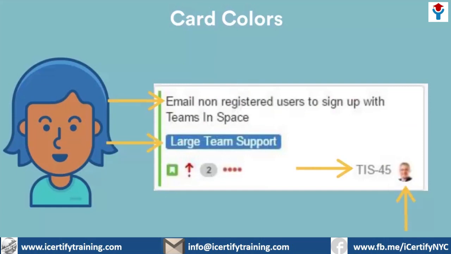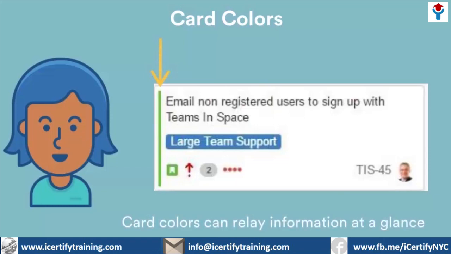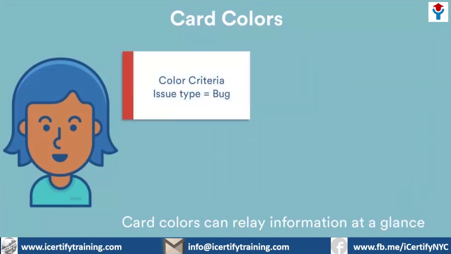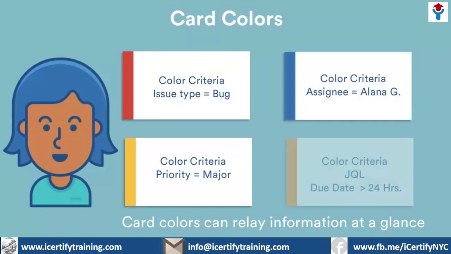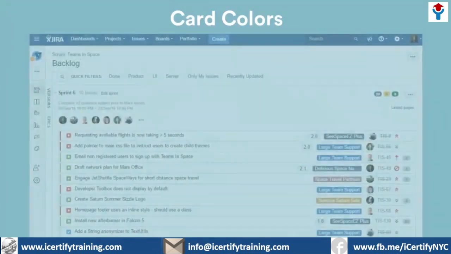You can customize cards to display up to 3 additional fields. What we're talking about is adding a color band to the card that's based on a characteristic of the issue. So what characteristics can you distinguish with color? The short list is issue type, priority, assignee. You can also base card color on a JQL query, which makes the list of possibilities pretty much limitless.